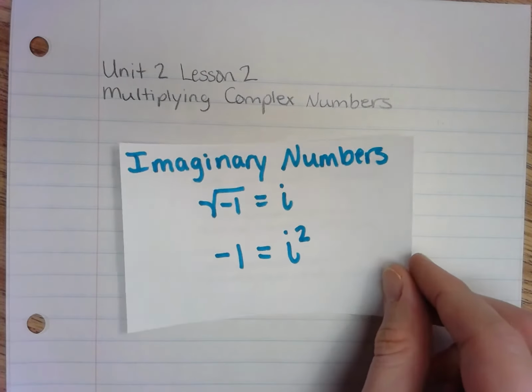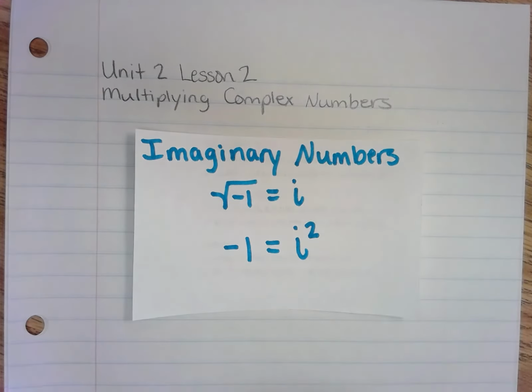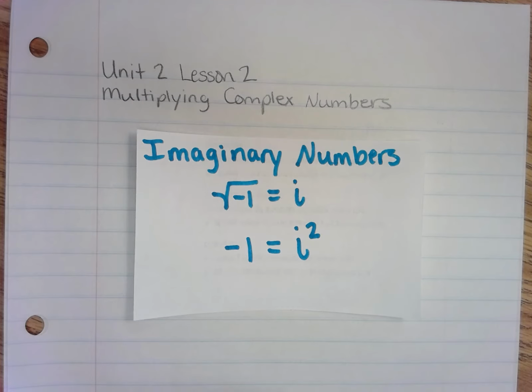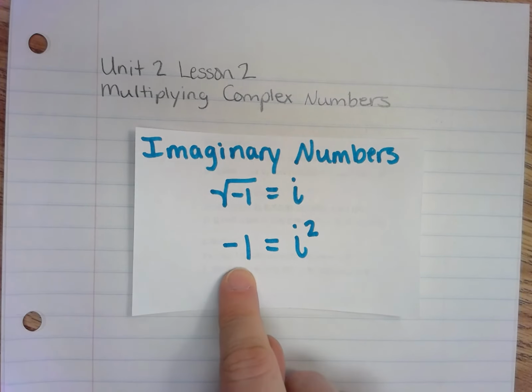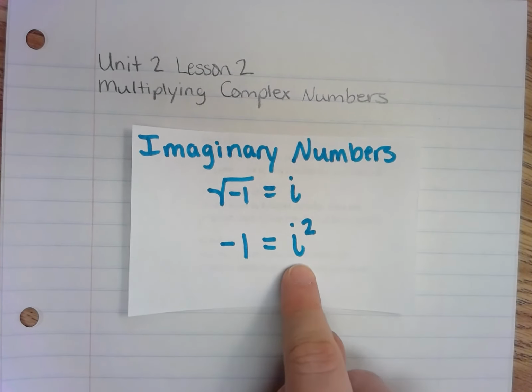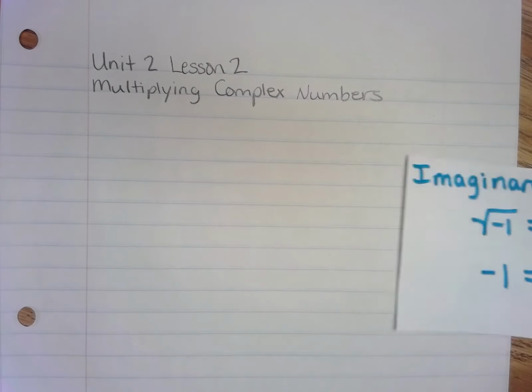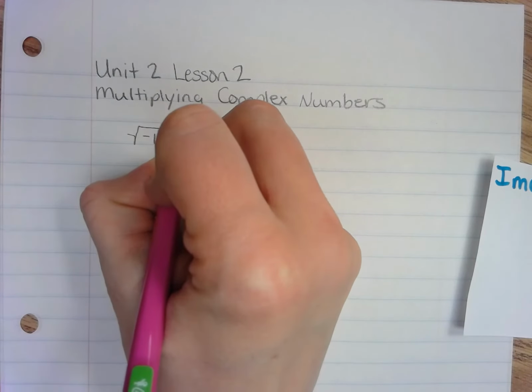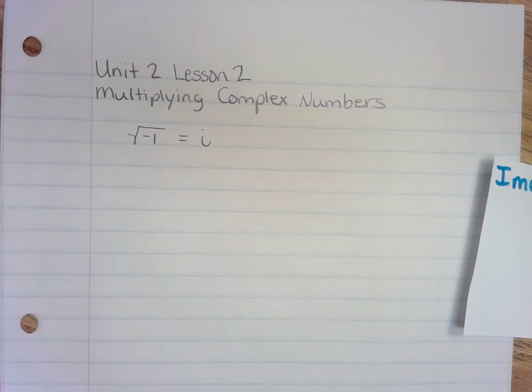You'll need to know about imaginary numbers. You should have learned that the square root of negative 1 equals an imaginary number, i. So because of that, negative 1 equals i squared. We'll use this in our work. Let's see how this works out first before we start. So the square root of negative 1 equals i.